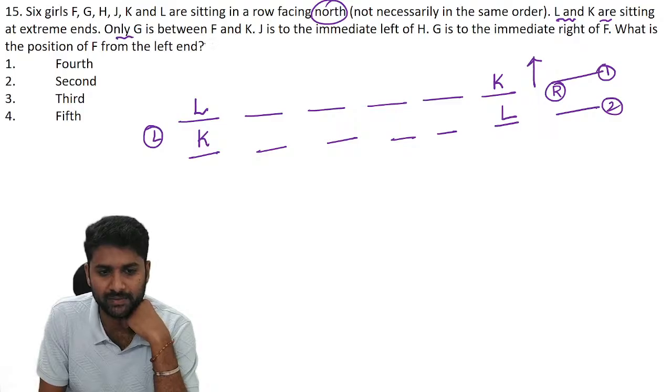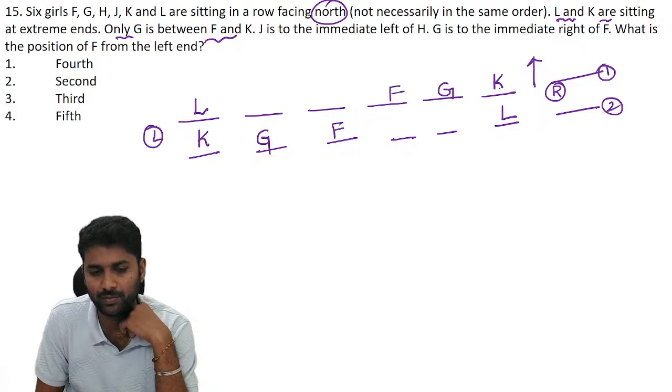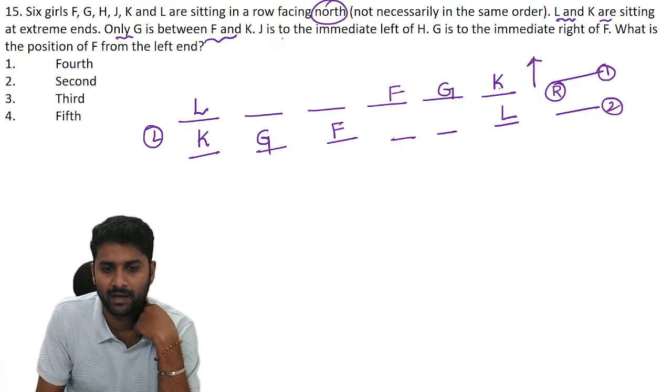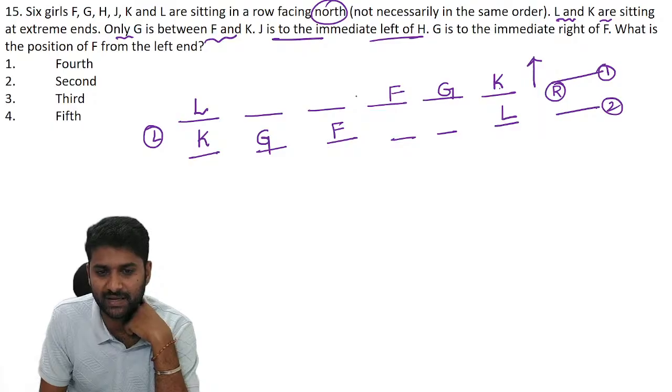Now, G is between F and K. We know K, so definitely this is G and this is F, and G is between F and K. So we have two possibilities. Still we are not sure which one is eliminated up to this data. And J is the immediate left of H. So definitely J is the immediate left of H.